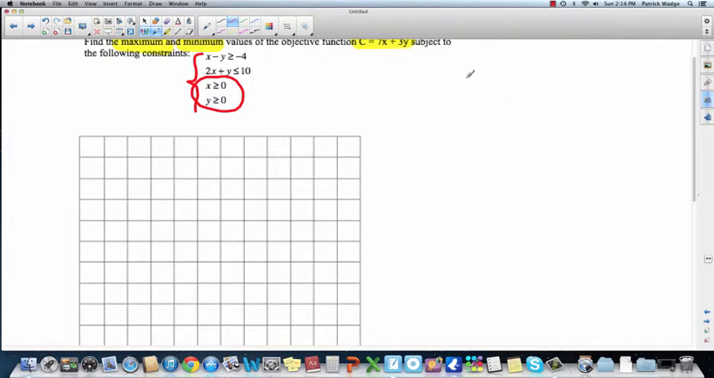Let's think about that for a second. If we think of our coordinate plane, do you remember your quadrants, 1, 2, 3, 4?